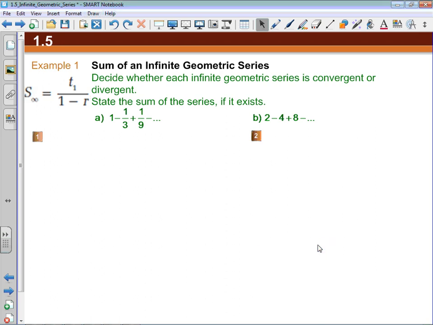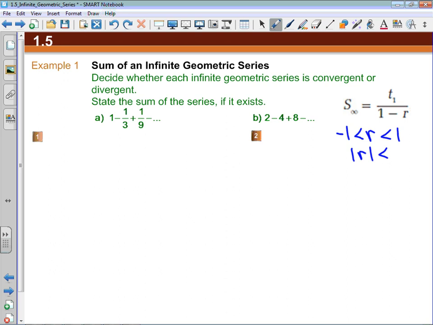Okay, this is 1.5 example 1, where we find the sum of an infinite geometric series if we can. I have that formula up there, but I want to add the condition for it. You can only use this sum to infinity if r is less than 1 and greater than -1, which really means the series is convergent. There's another way of writing that, which is that the absolute value of r is less than 1.